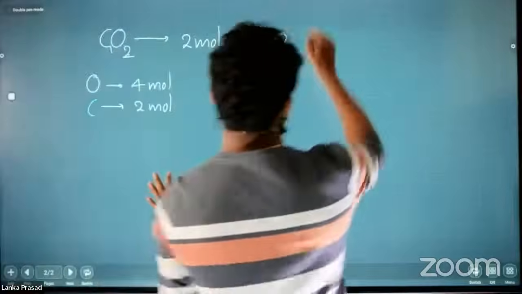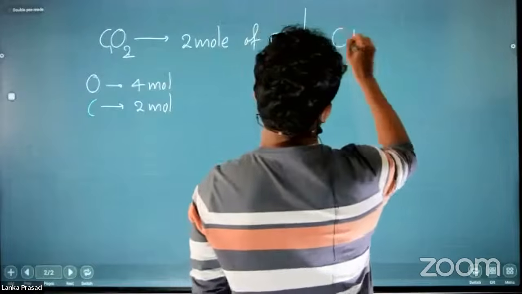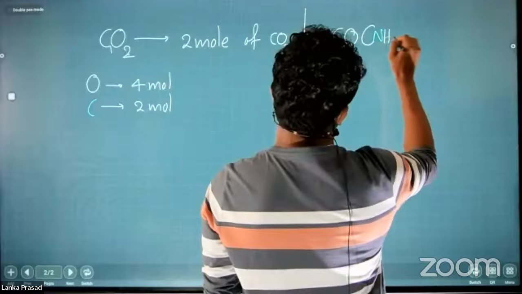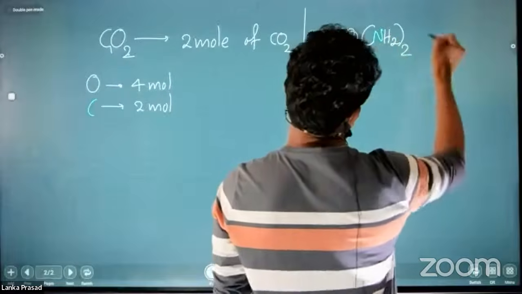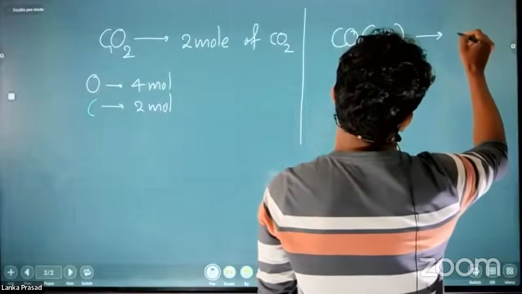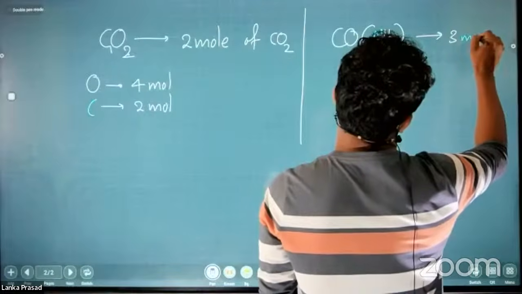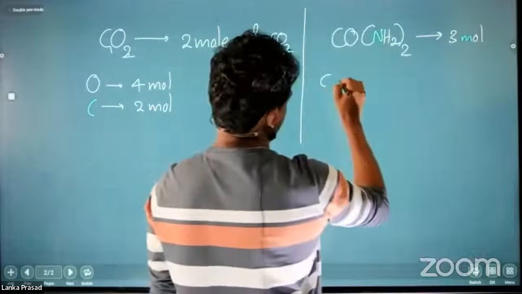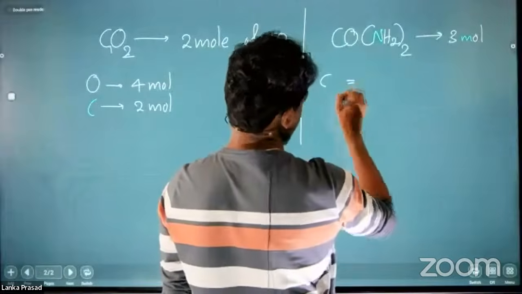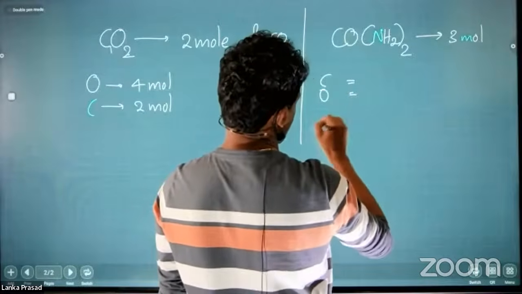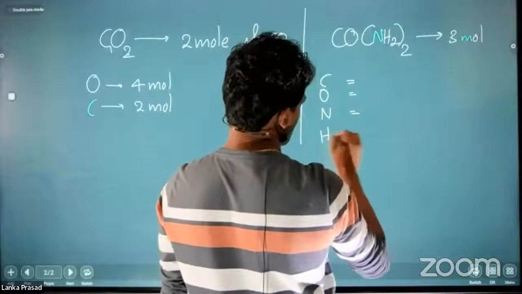Now you're familiar with it, right? Now look at that. CONH2 twice. Now we have taken out 3 moles of that. Tell me how many carbon moles are there? How many oxygen moles? How many nitrogen moles? And how many H moles?